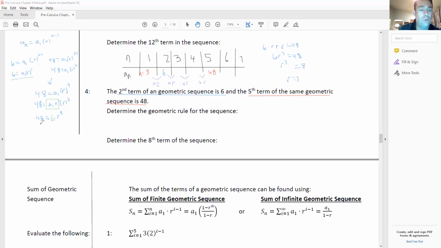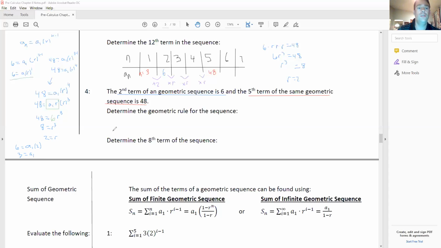And if we were to go through and do that with the equation, it would look like this. So 48 divided by 6, 8 equals r cubed, 2 equals r. And once you know what that is, we can come back and we can figure out what a sub 1 is by plugging it back in. 3 is a sub 1.